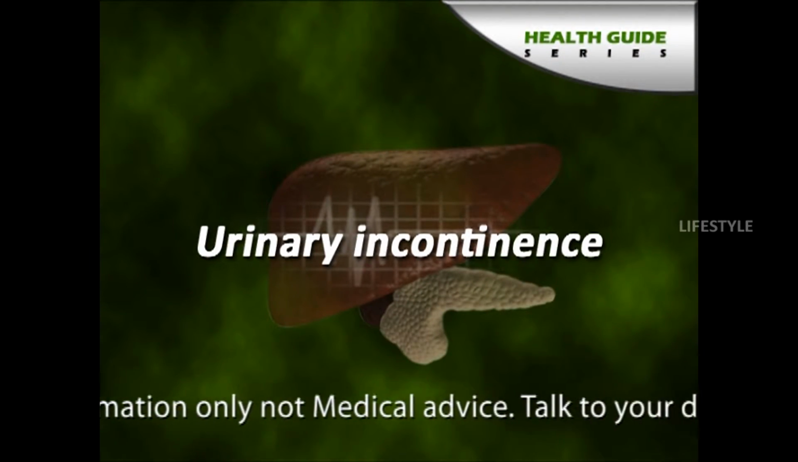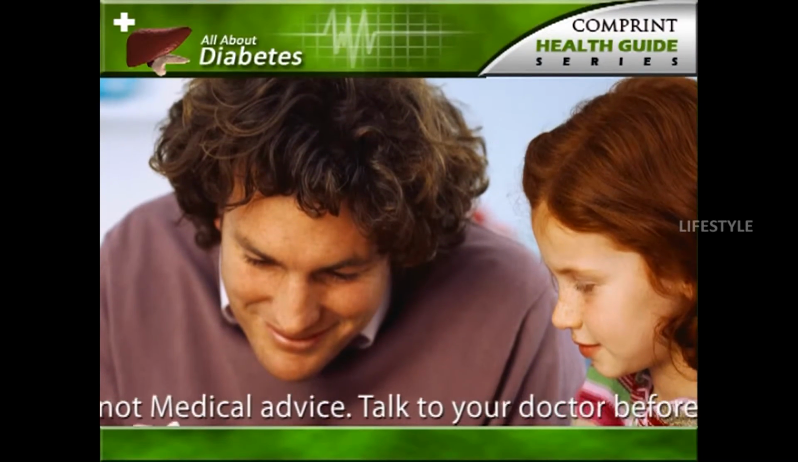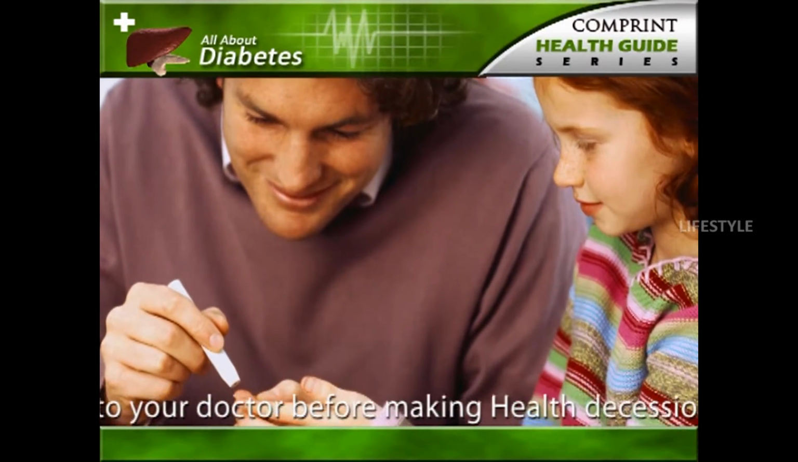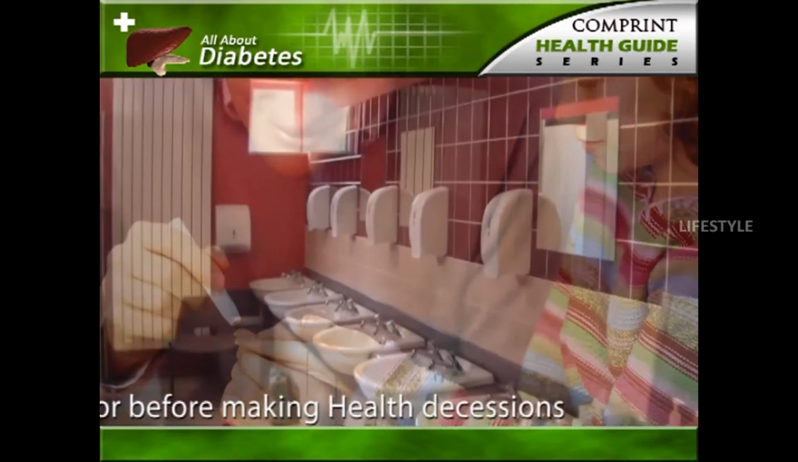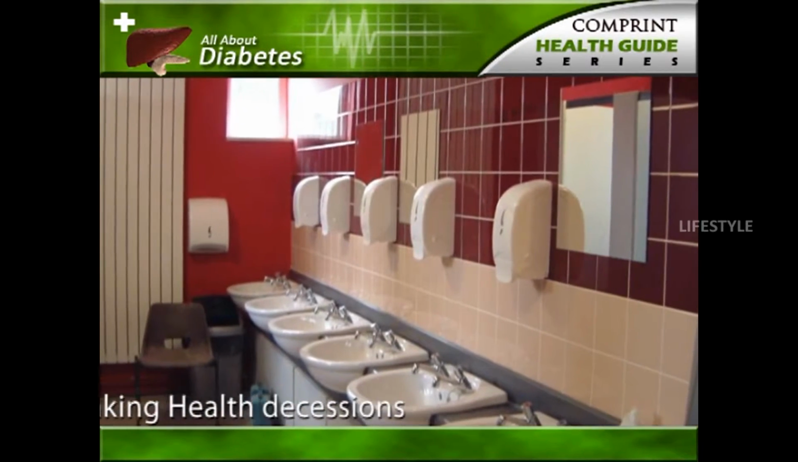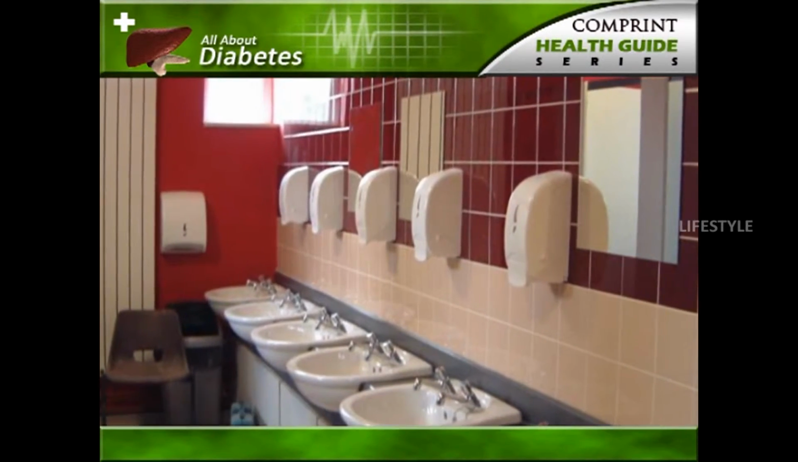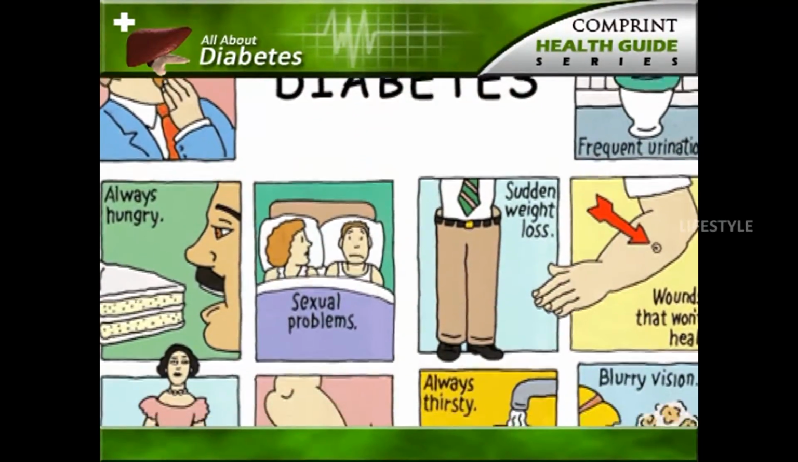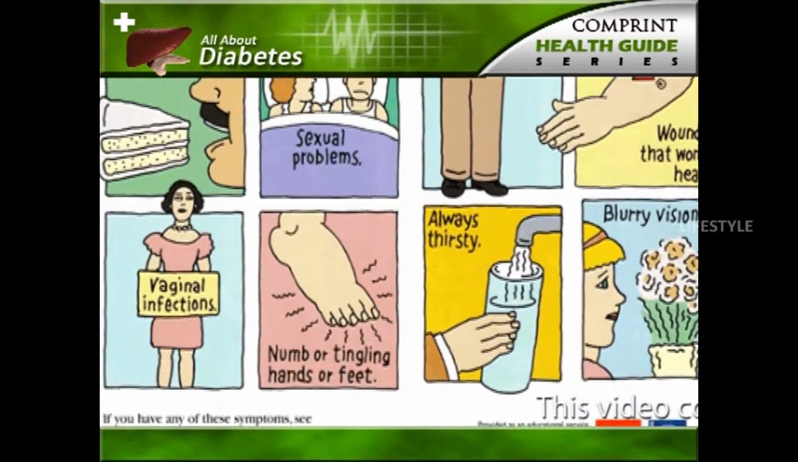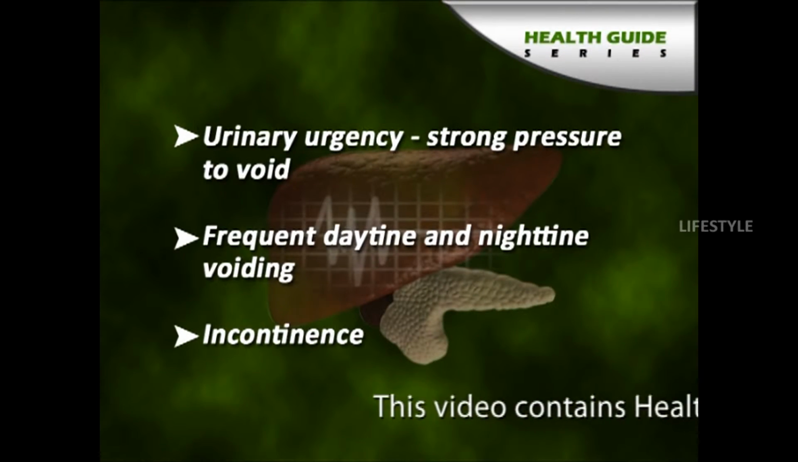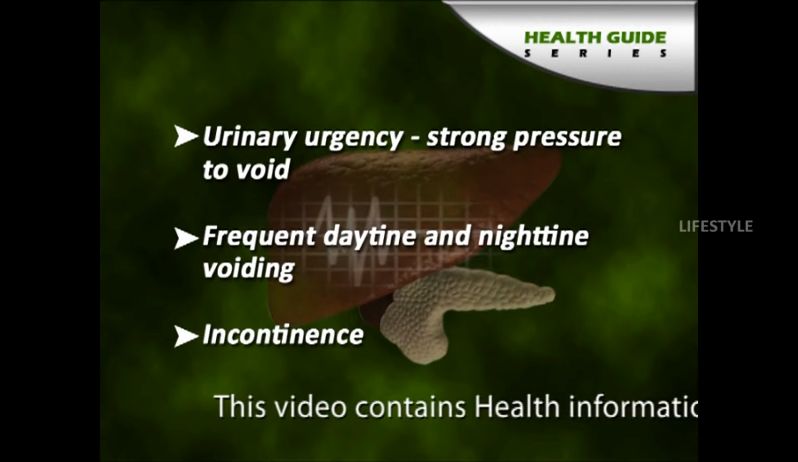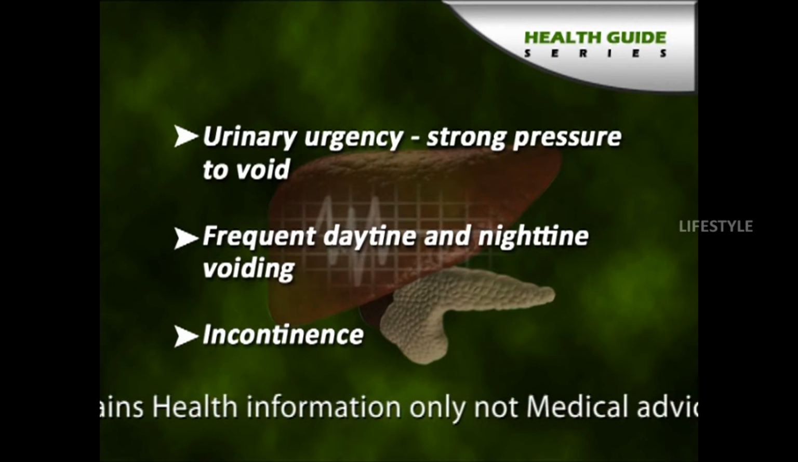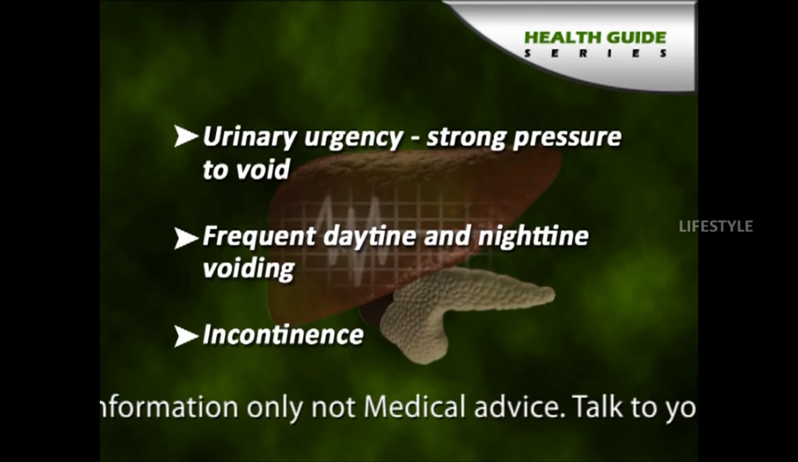Urinary incontinence. Diabetes is often associated with early onset and increased severity of urinary incontinence. Women with diabetes usually have up to a 70% greater risk of developing this condition. This seems to be a progressive condition which involves many symptoms, including urinary urgency, frequent daytime and nighttime voiding, incontinence, and spasm in the stomach.